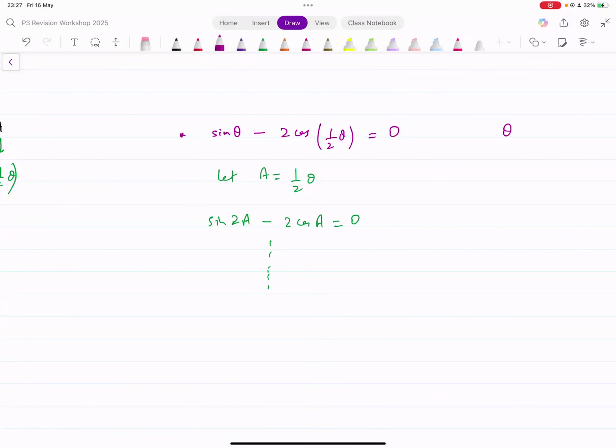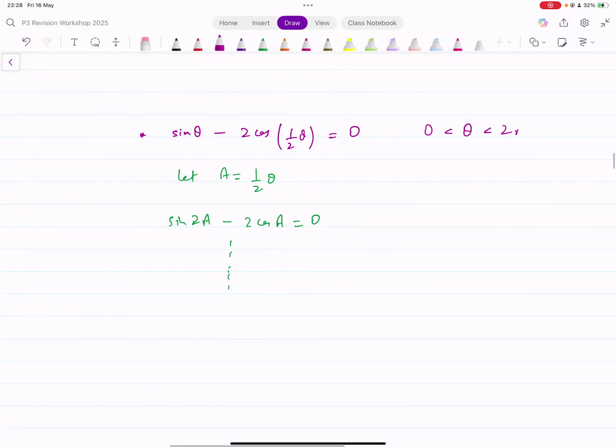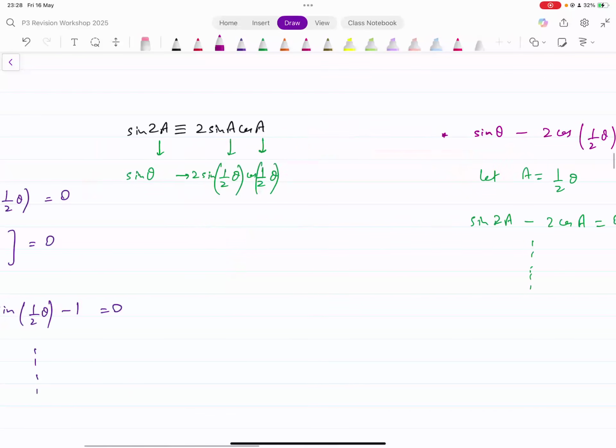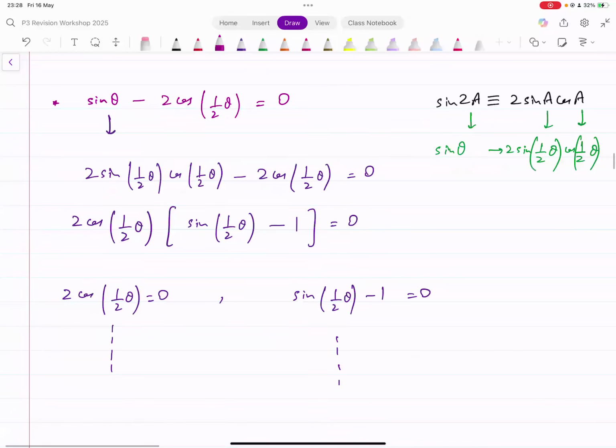For example, if the interval for theta, let's say, was given to be 0 to 2 pi, then the interval that we would have for A would be 0 to pi. Right? We learned this in paper 1, that we use a substitution. When we use a substitution, the interval gets changed as well. When we put 0 here, the lower limit will be 0. When we have 2 pi here, the upper limit becomes pi there. Okay. All right. So that's what you can do in some cases as well.